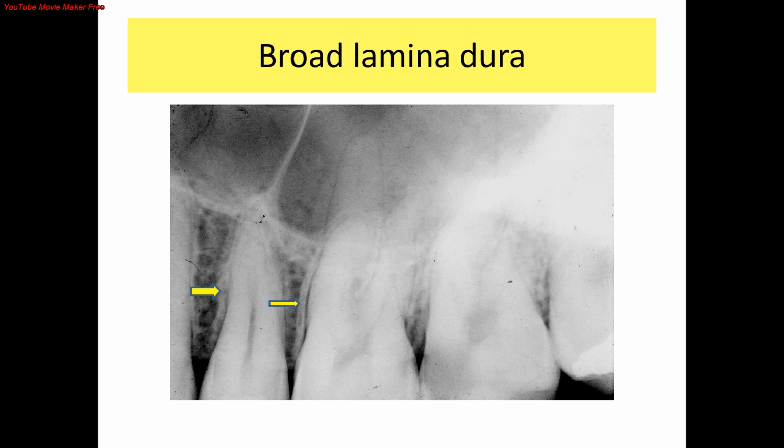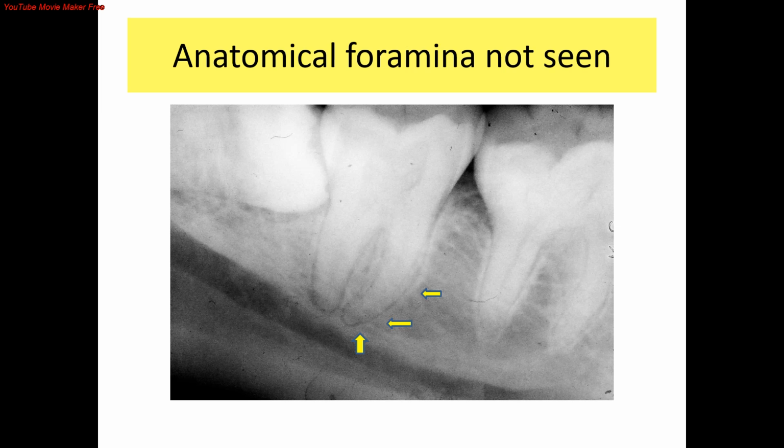Broad lamina dura as depicted by yellow arrows doesn't indicate sclerosis, as it is not possible that only lamina dura will get sclerosed and not the surrounding bone. Though the lamina dura is continuous around the tooth radiologically, anatomical foramina perforate it, but these are not seen as they are too small to cast a shadow.